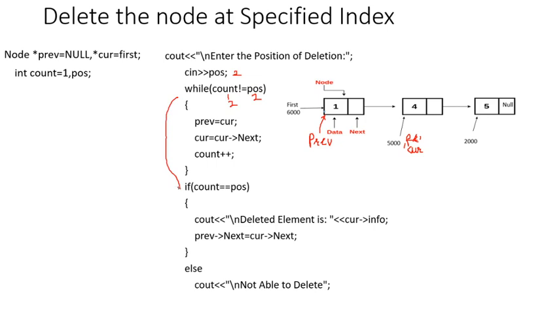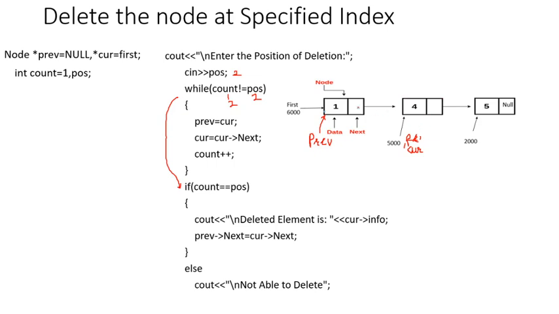It will check this if condition, if count is equal to pos or not. Now count is equal to pos, so 2 is equal to 2. This condition is satisfied. So it will display the deleted element, current arrow info, that is 4. And now as we need to delete this node, the node 1 should contain the address of 5 instead of the address of 4, because 4 we want to delete.